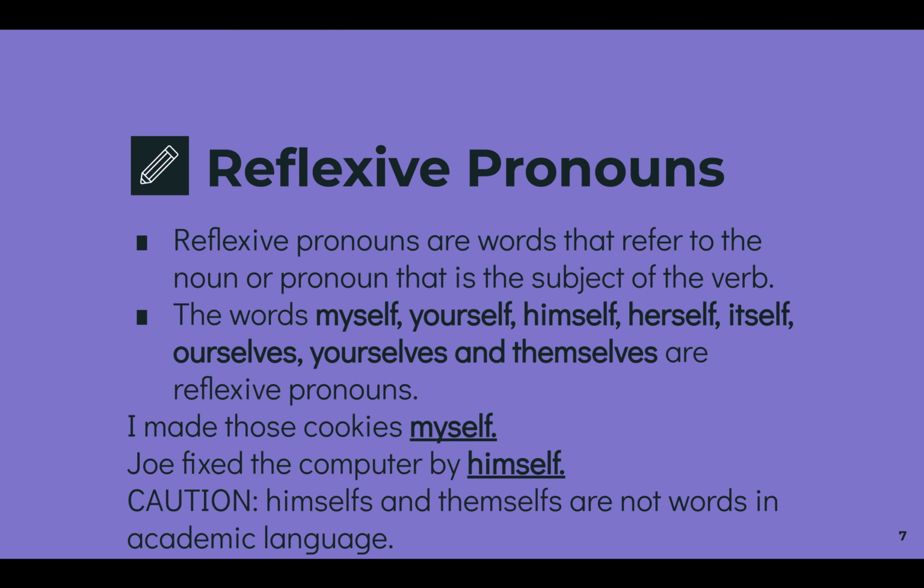Reflexive pronouns refer to the noun or pronoun that is the subject of the verb. They all have the word self or selves after them. Selves with a V, not with an F. It's not your selves. It's yourselves with that V. I made those cookies myself. Joe fixed the computer by himself. Note that himselfs is not a word. Themselves is also not a word.